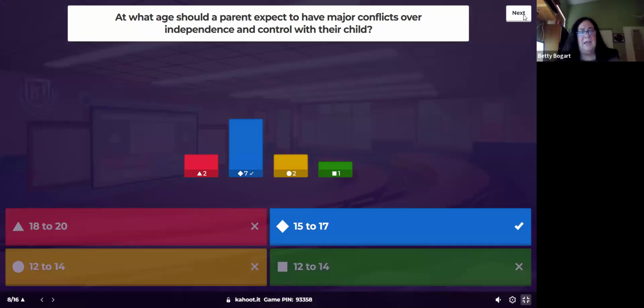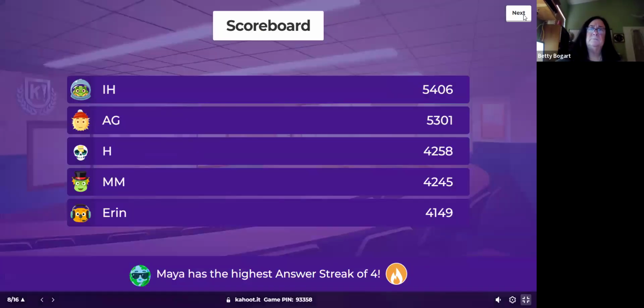It is that middle age again, 15 to 17. They look older. They want to be treated as adults. They don't want the responsibility of adults, but they want to have all the privileges to go out and do what they want to do.